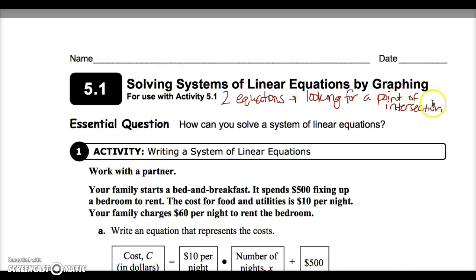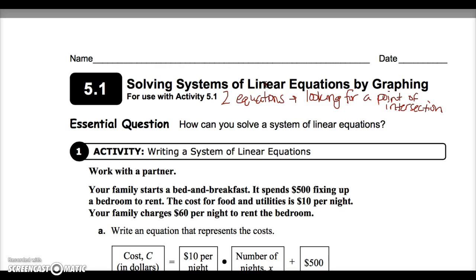So in other words, today we're going to graph them. If we were to graph the two equations, wherever those two lines would cross is your answer. That means whenever you plug that point, that xy point, into each equation, it ends up making a true statement.